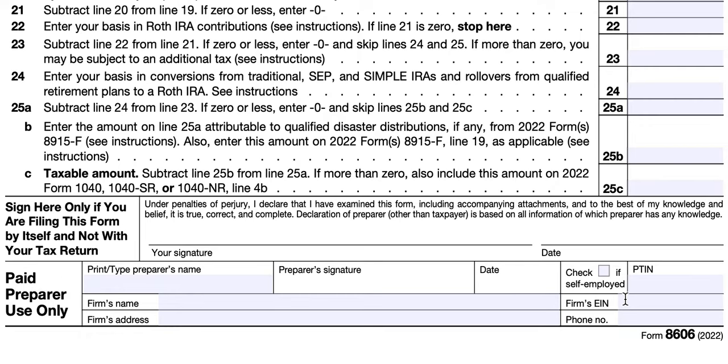If you have any questions, please go to our website. We've written a complete guide to Form 8606. Simply type IRS Form 8606 in the search bar on our website, and you'll come to our article.